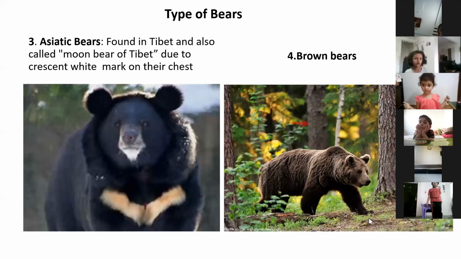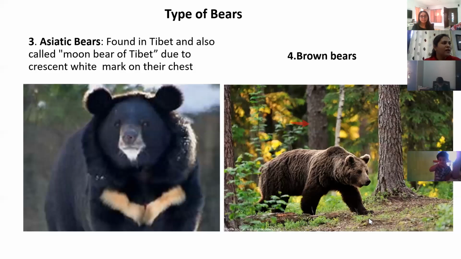So the third are the Asiatic bears. Can you see my arrow? These are black bears again, but they have a white crescent shape, moon shape patch on their chest, and they are found in Tibet. So in Tibet, they are called moon bear of Tibet, since they are found in Tibet.